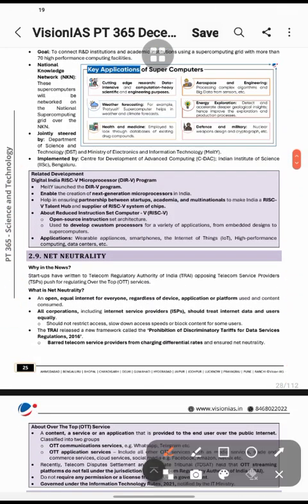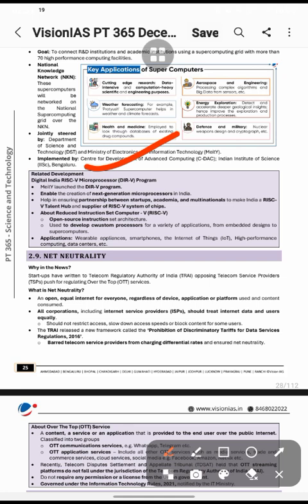Now the next one is the Digital India program, a program for next-generation partnership with startups and academia, which reduces infrastructure and computing costs, and offers open-source infrastructure. There are wearable guidance devices, smartphones, the Internet of Things, and high-performing data.